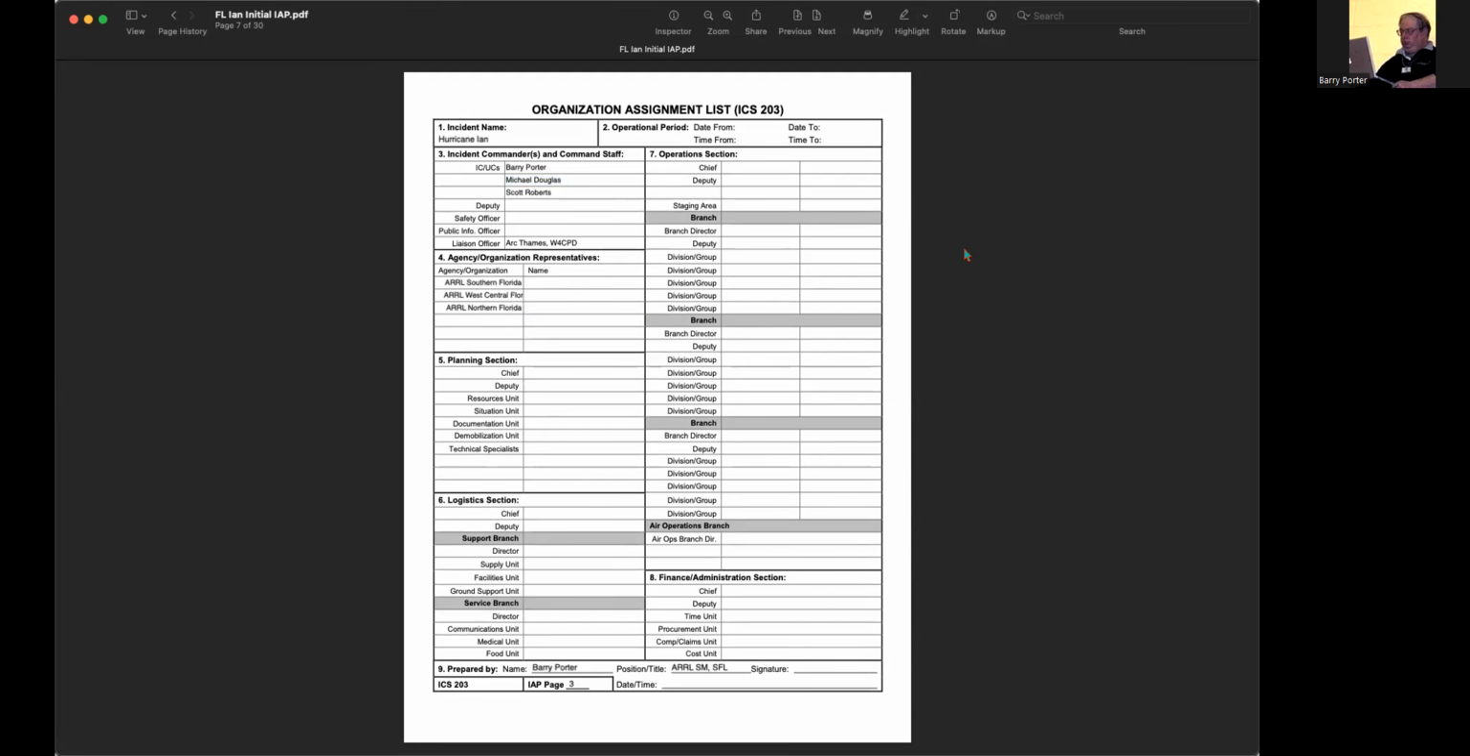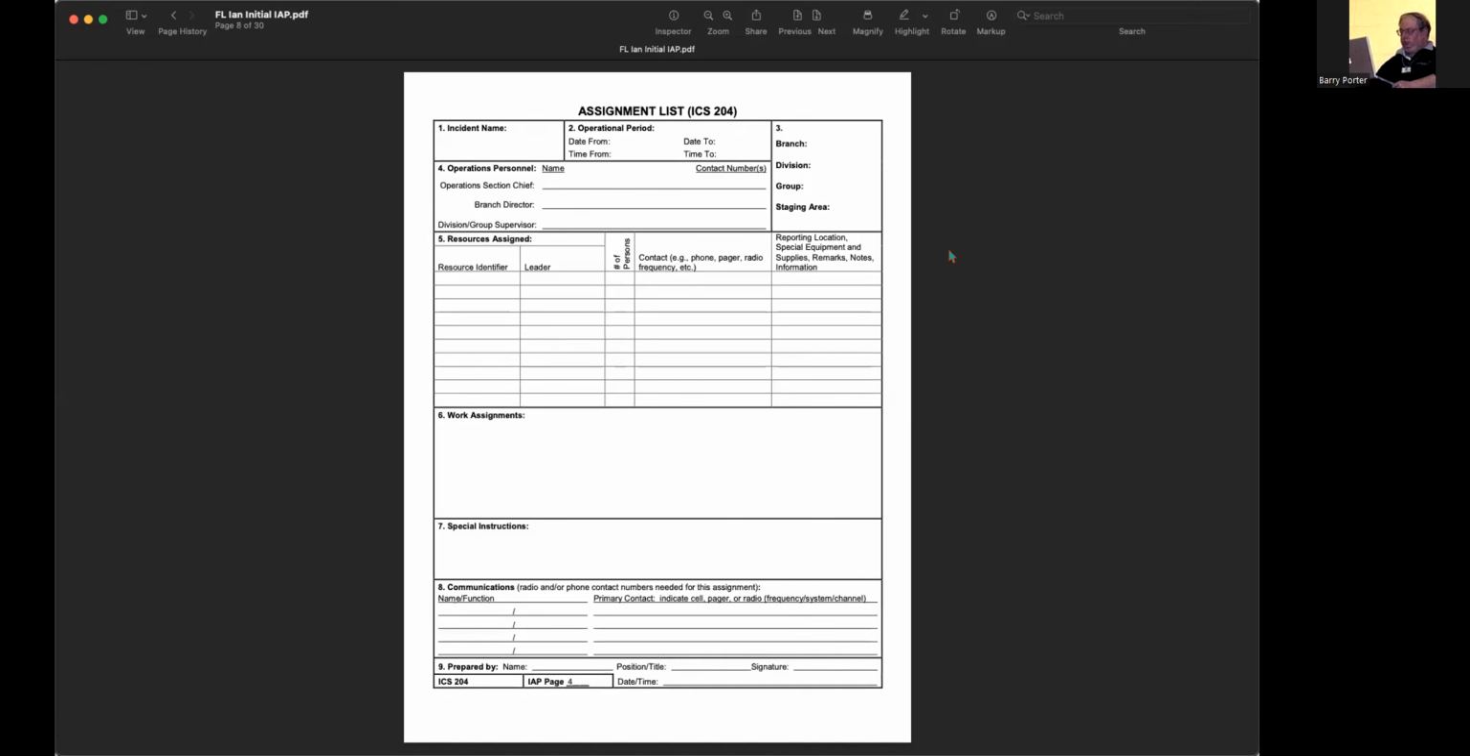But this is the IAP ICS 203, page 3. ICS page 4 is the assignment list. And at the time we didn't have too many assignments ready, but this is what you would fill out for the operational period of the ICS. You would set a date and a time that this particular ICS operational period, IAP, was in force, and when it ended, which branch and division and group, etc. And you'd fill out work assignments and communications and radio functions and how it was done.